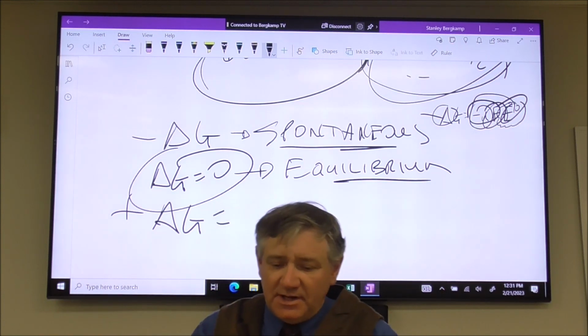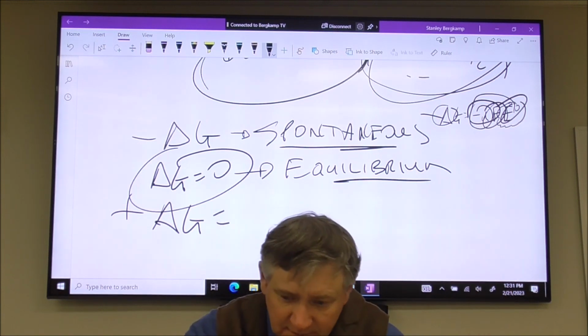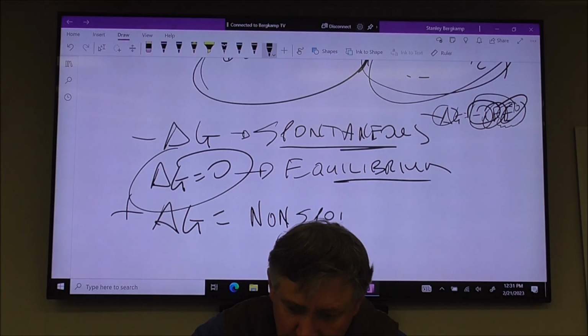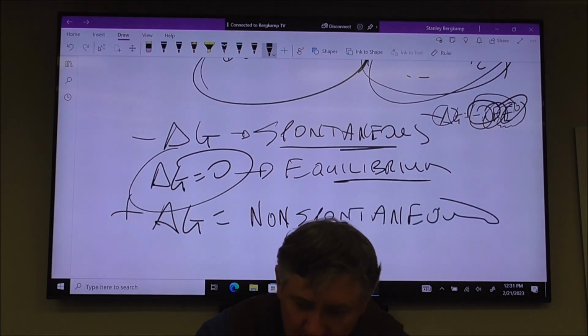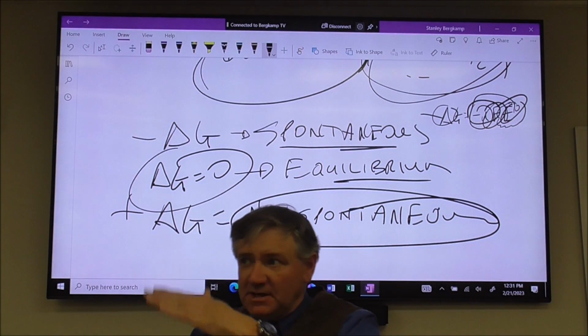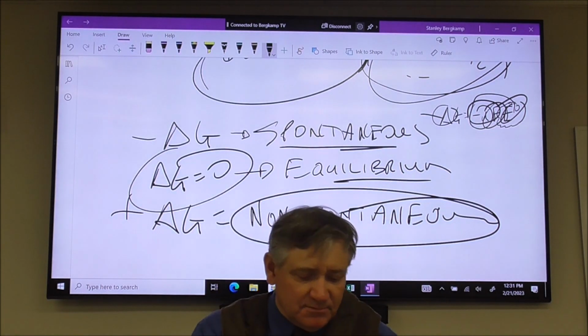Now, your third option is that you have a positive delta G, which oddly enough is going to tell you that it is non-spontaneous. If it's non-spontaneous in the forward direction, that just means it's spontaneous if you reverse the reaction. So here's the classic example.